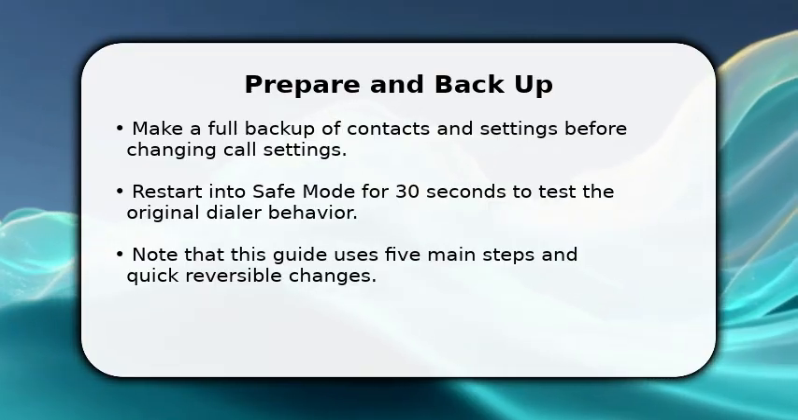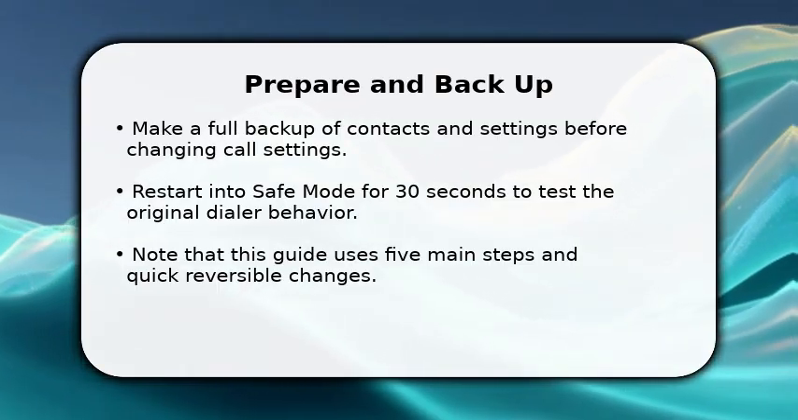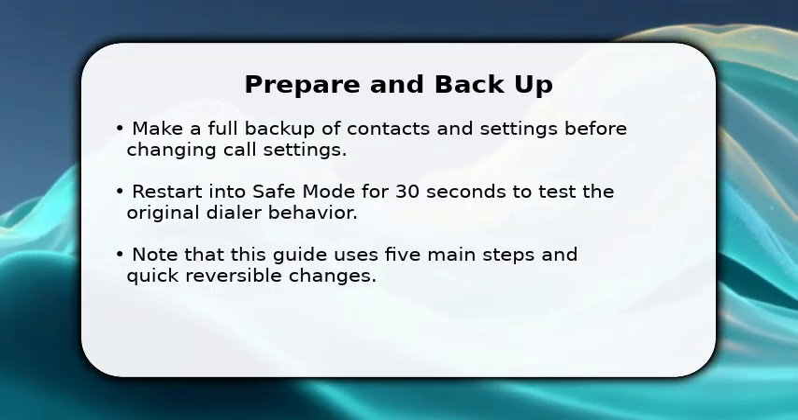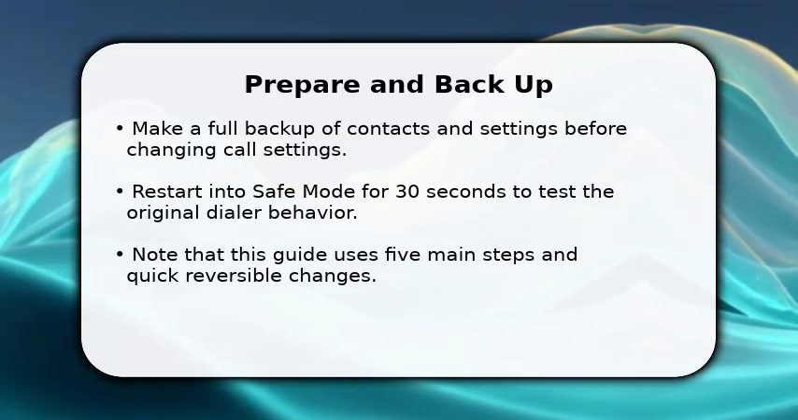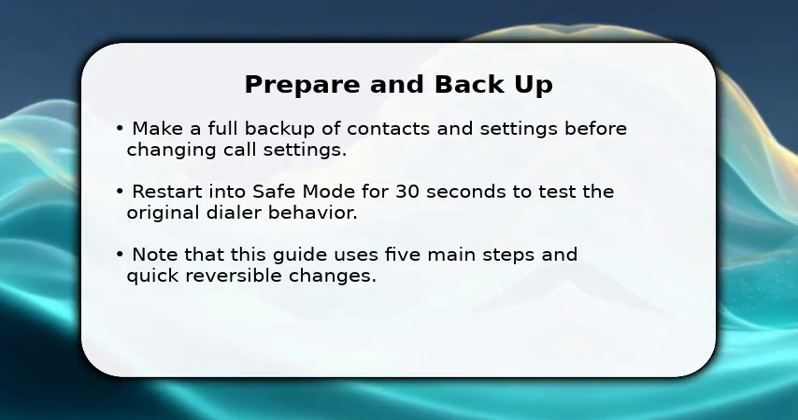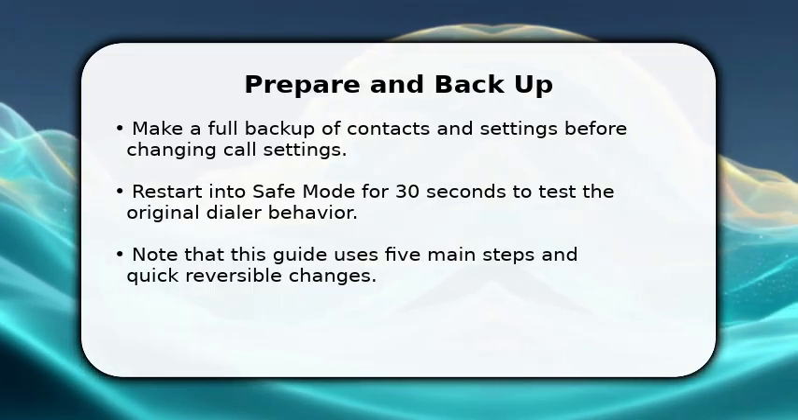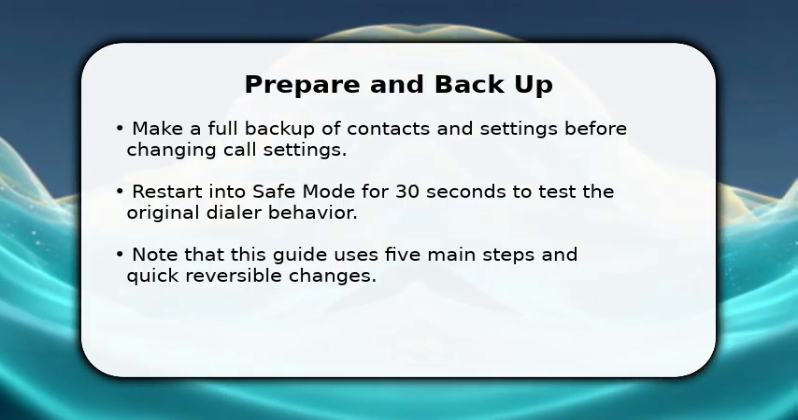Start by preparing your device and backing up important data before you begin. Make a full backup of contacts, call logs, and phone settings to your Google account or local storage. Reboot your phone into safe mode and test the original dialer behavior for about 30 seconds so you can compare changes. Safe mode disables third-party apps and isolates the issue clearly. This preparation helps you reverse changes quickly if needed.